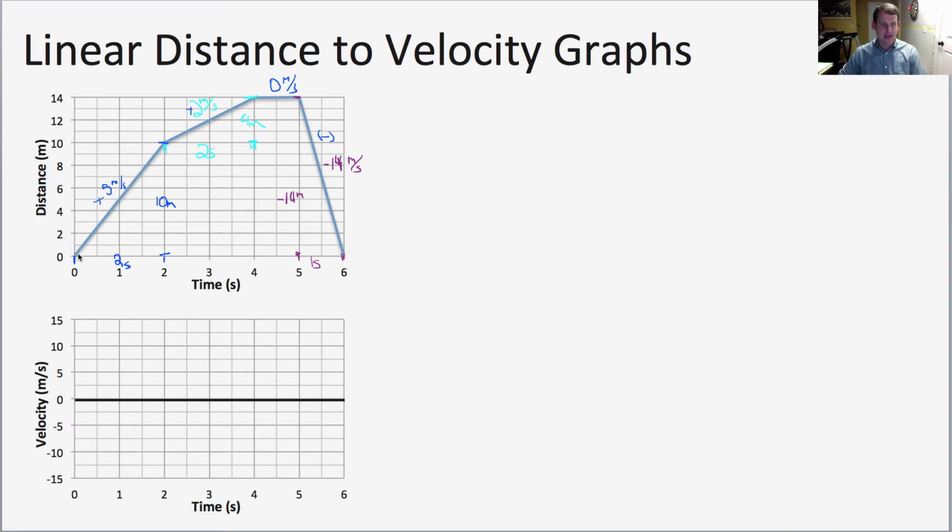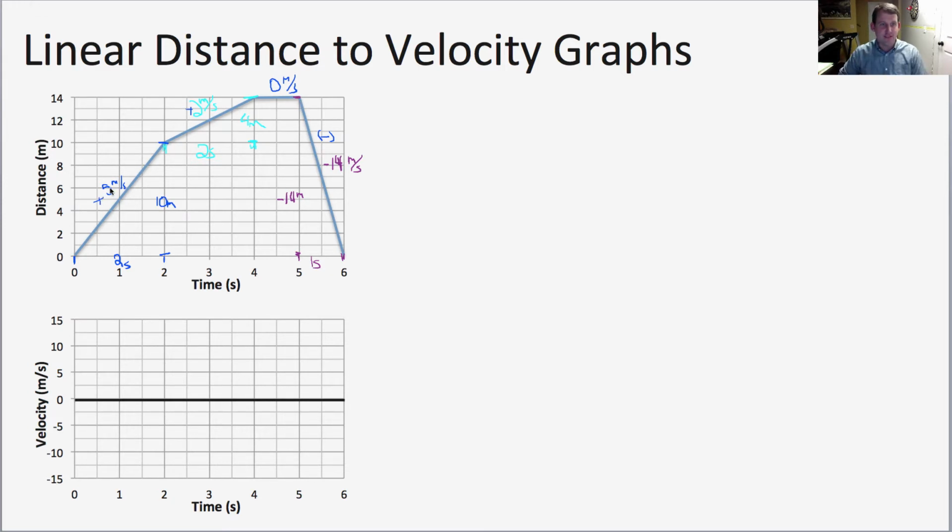For the first 2 seconds, I'm at a constant 5 meters per second. Then for the next 2 seconds, I'm at a constant 2 meters per second. Then for the next second, I'm at 0 meters per second. Then for the final second, I'm down at negative 14 meters per second for a second. All right, let's graph these.